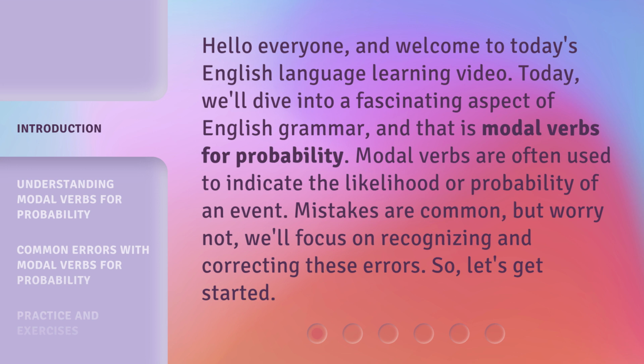Today, we'll dive into a fascinating aspect of English grammar, and that is modal verbs for probability. Modal verbs are often used to indicate the likelihood or probability of an event. Mistakes are common, but worry not. We'll focus on recognizing and correcting these errors. So, let's get started.